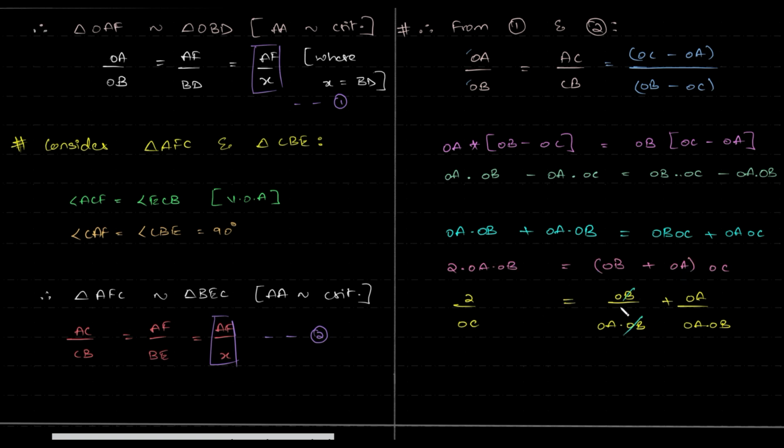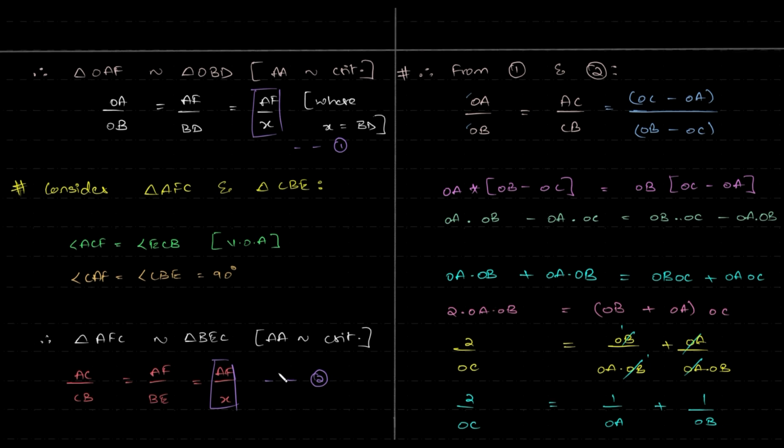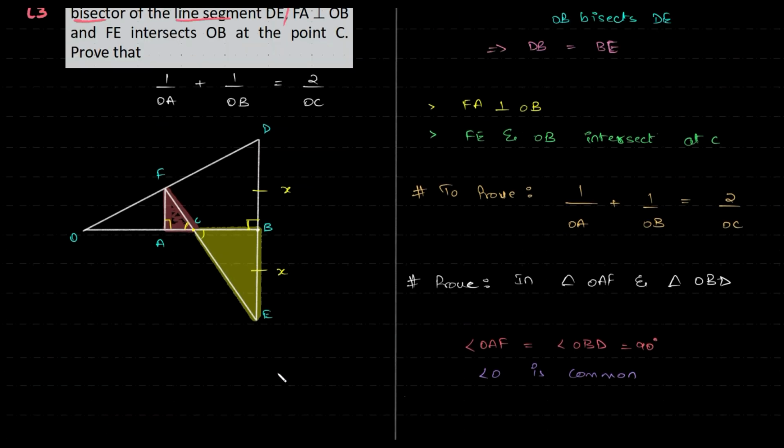And now OB gets cancelled, OA gets cancelled, and we have 2 by OC is equal to 1 by OA plus 1 by OB. Hence proved. Right, guys? So I hope you guys agree with me.